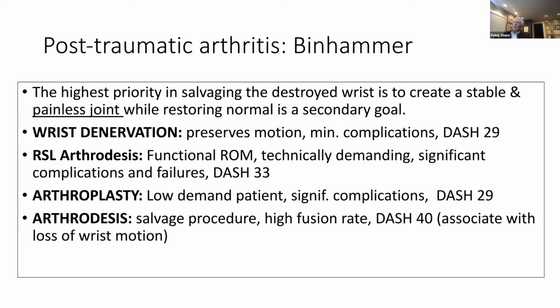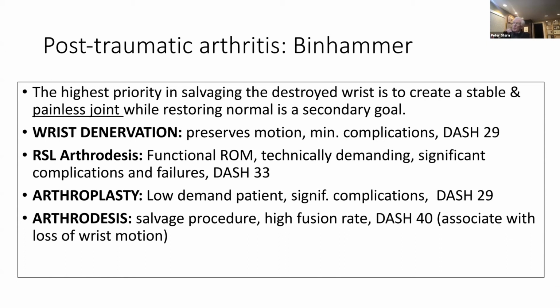Next, radioscapholunate arthrodesis, if the mid-carpal joint is intact, provides somewhat of a functional range of motion. It's categorically a technically demanding procedure, and there are significant complication rates, and he had in the literature a DASH score of 33 points. I've really struggled personally with this operation. Arthroplasty would be done only in a low demand patient, significant complications, but comparable DASH score to the previous two procedures.